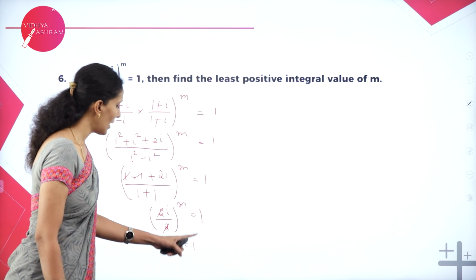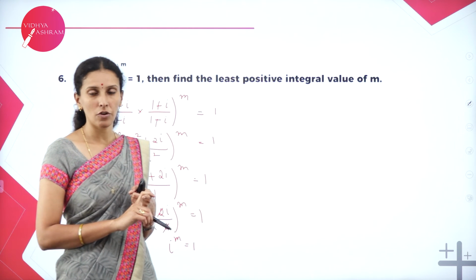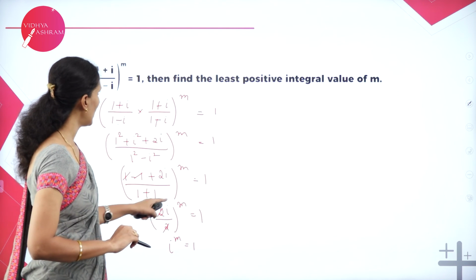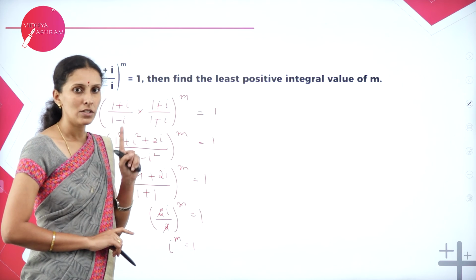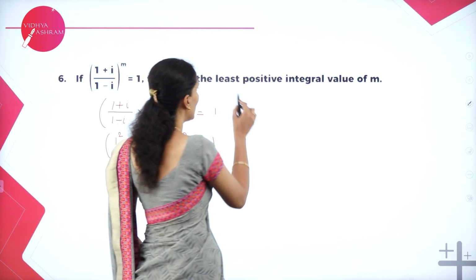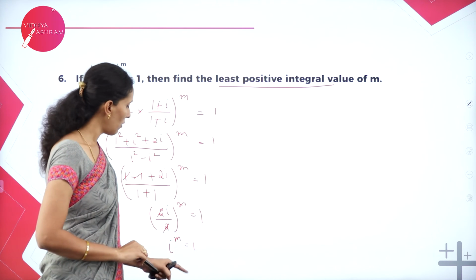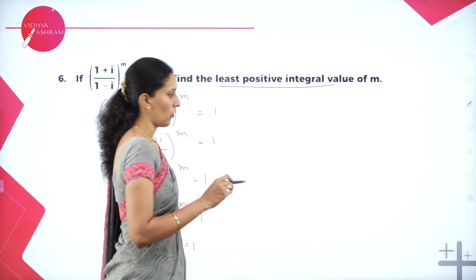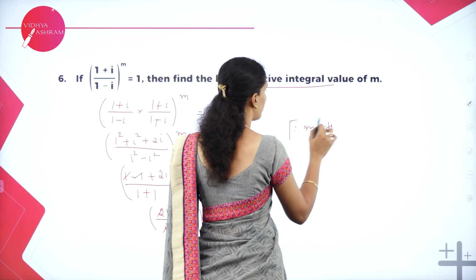Now for what values of m do we get i as 1? We have already learnt in powers of i. When m is a multiple of 4, we can say the value of i power m is 1. But we have to find the least positive integral value. So the least positive integer for which we get the value 1 is 4. Therefore m is equal to 4 is the answer.